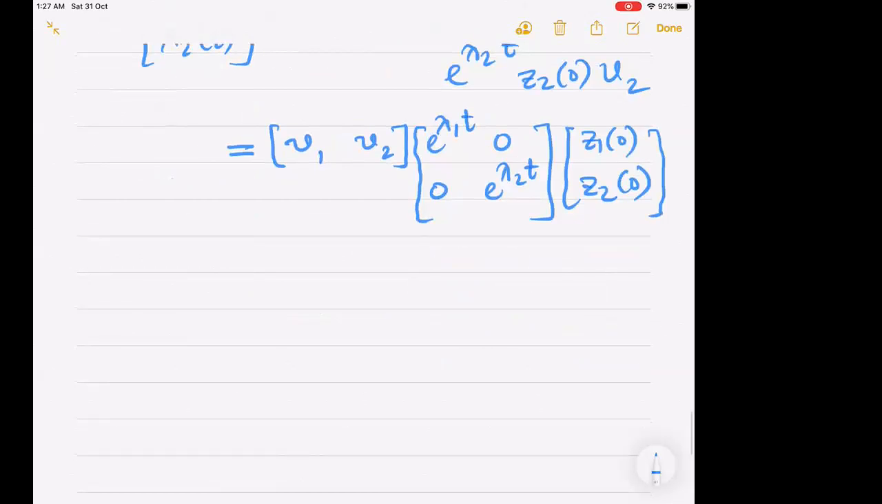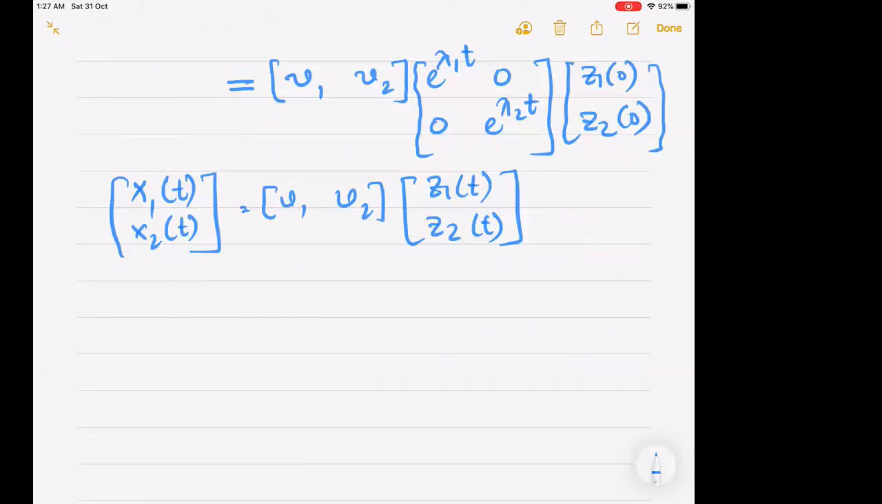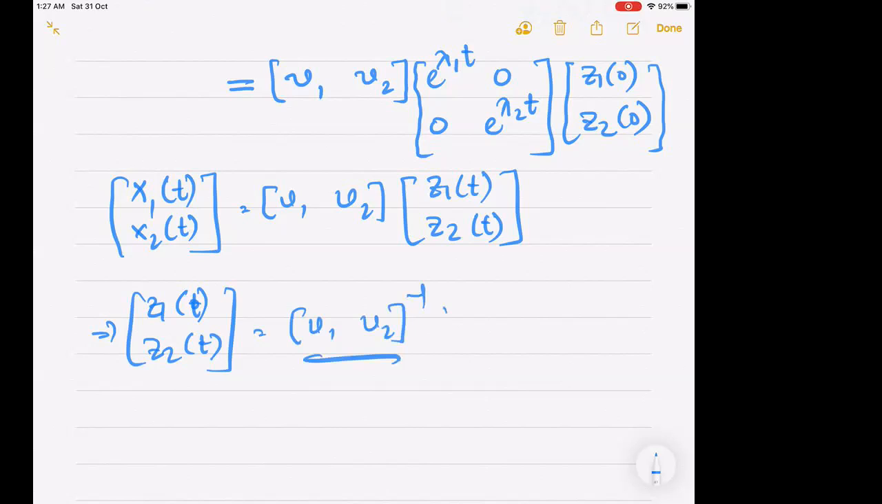However, we also know that x1 x2 at all time is equal to v1 v2 times z1(t) z2(t), which then tells us that z1(t) z2(t) is going to be v1 v2 inverse times x1(t) x2(t). Such an inverse exists because v1 and v2 are linearly independent.